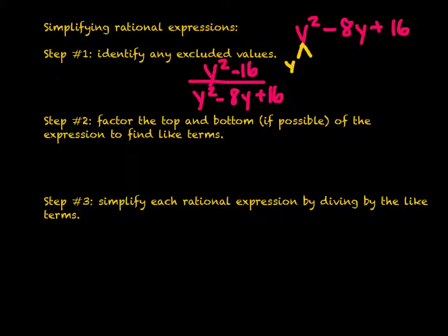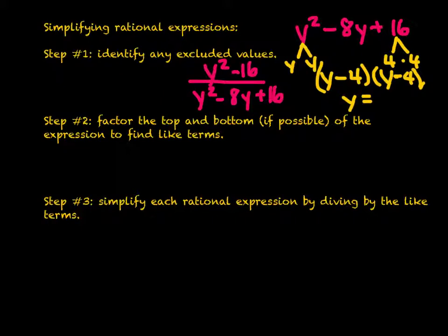We have y squared, that becomes y times y. 16 becomes 4 times 4. So we have y minus 4 times y minus 4. That is what the bottom part factors out to be. So essentially y could equal 4. And if y would equal 4, then both of these two expressions would become 0. And therefore this whole entire expression would be undefined.